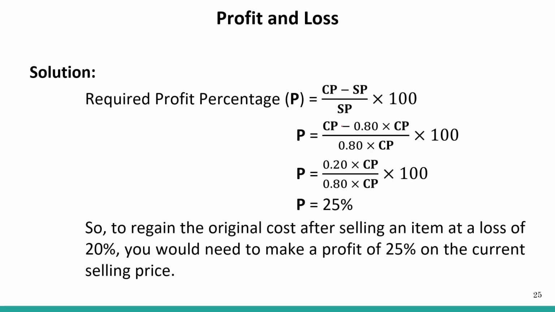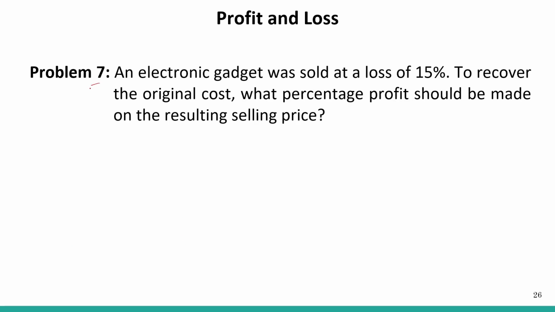So CP minus SP, so CP minus 0.80 CP is equal to 0.20 into CP. So 0.80 into CP will be the price right now. So P will be 1 by 4 into 100, which is nothing but 25%. So to regain the original cost after selling the item at a loss of 20%, you need to make a profit of 25%, or you need to mark up the price 25% on the current selling price. Okay. So let's go forward with the next problem, problem number 7.